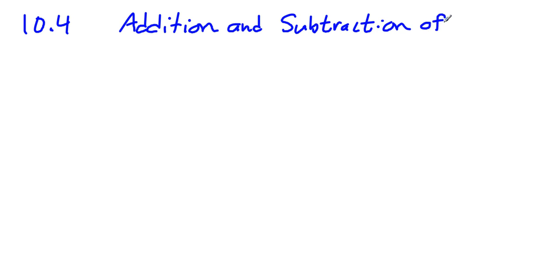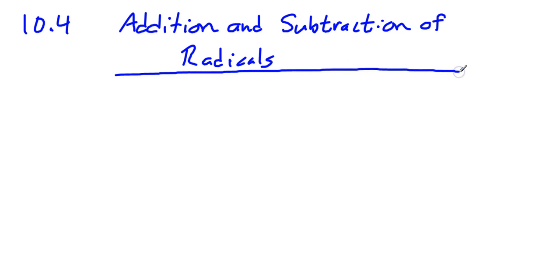With 10.4, you're looking at addition and subtraction of radicals. Okay, and here's basically what it is. With 10.4, there's, I guess, two big things you're looking at. The radicand, which is the number that's on the inside.